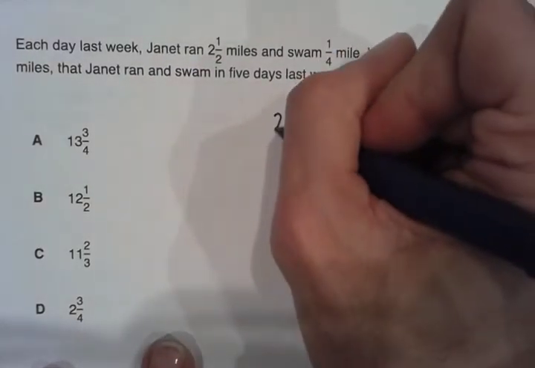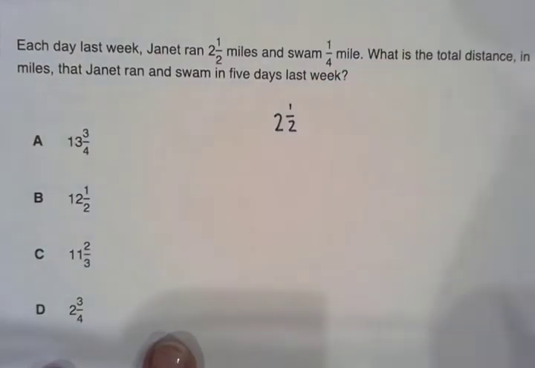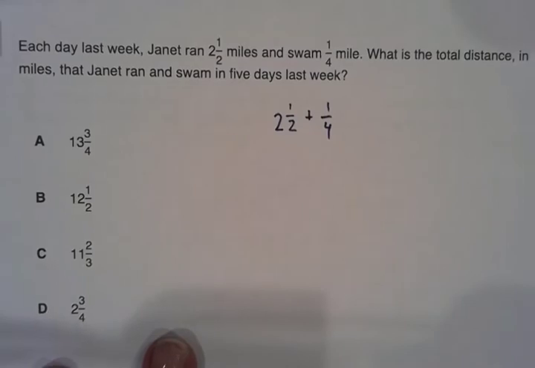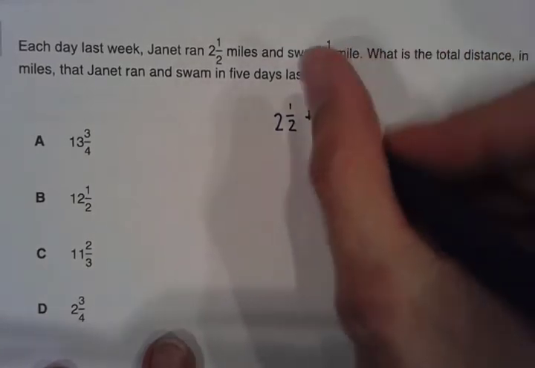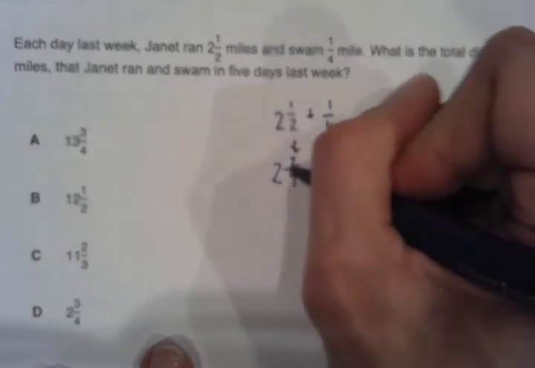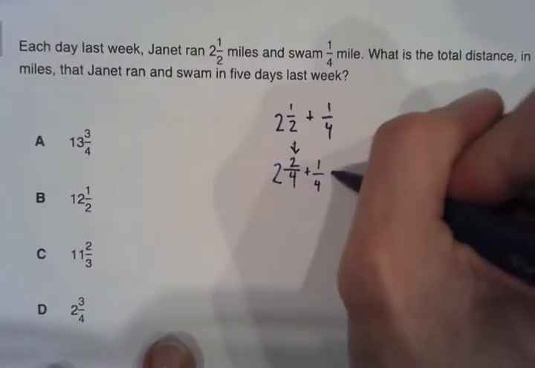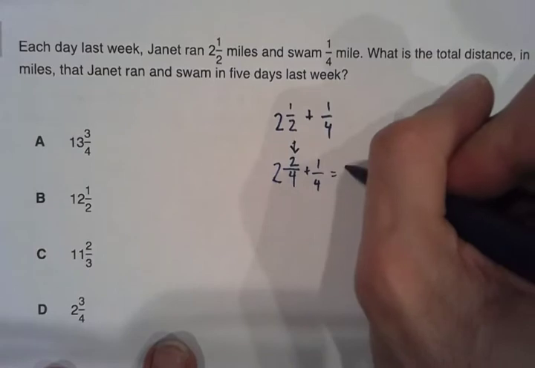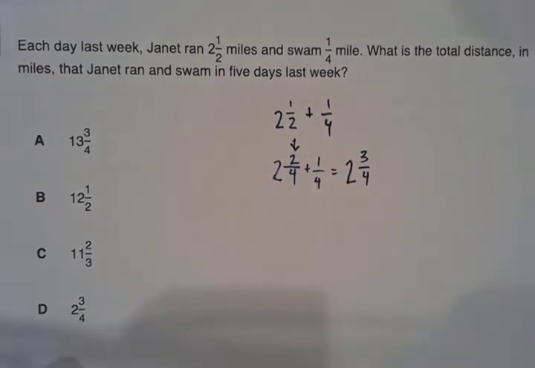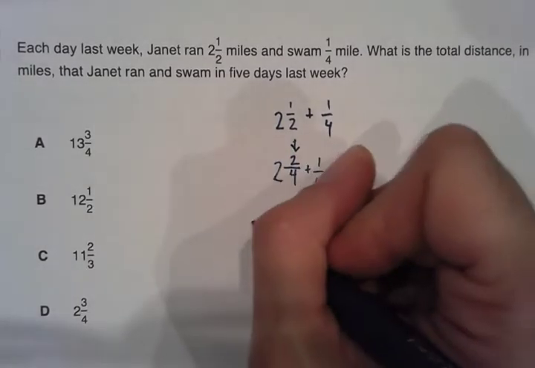So in one day, Janet does 2.5 miles plus 1/4 mile combined. So let's figure out how much she does in one day alone. So I know 1/2, that's the same as 2/4. So in one day, she does 2 3/4. So now we need to figure out how many times she does in 5 days.